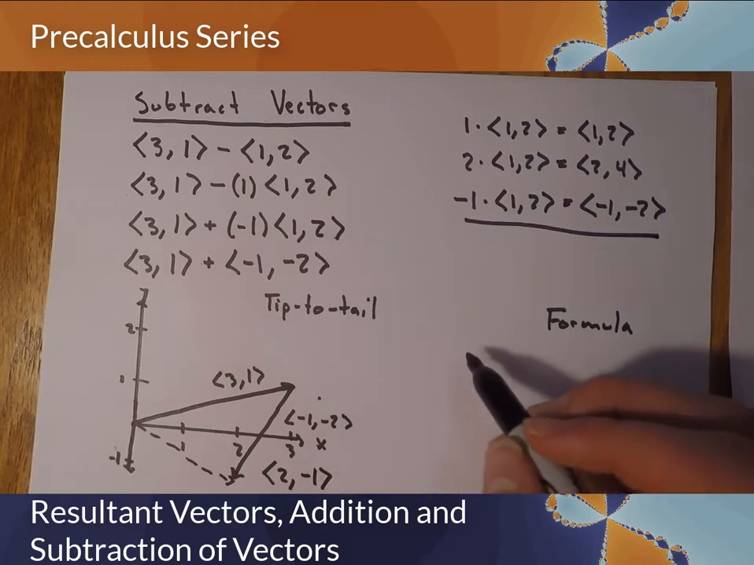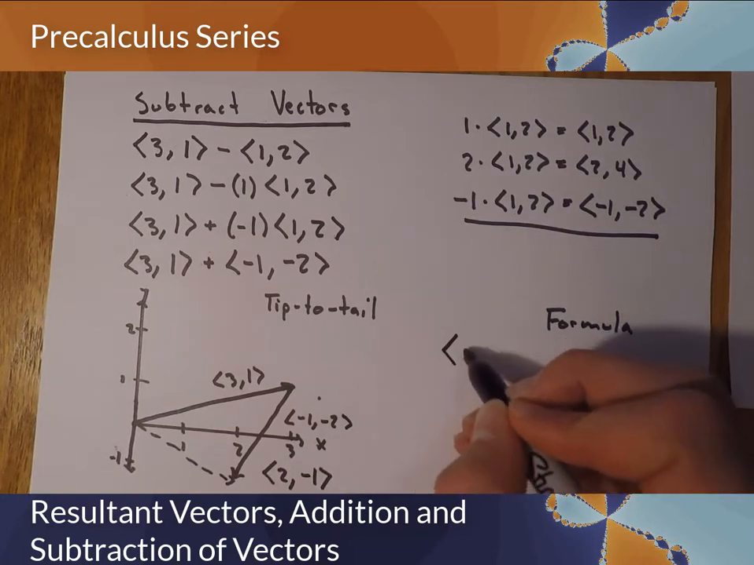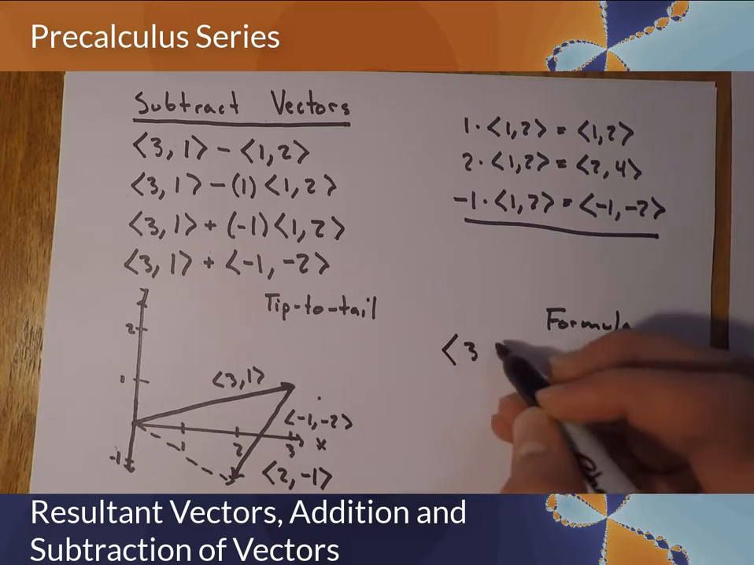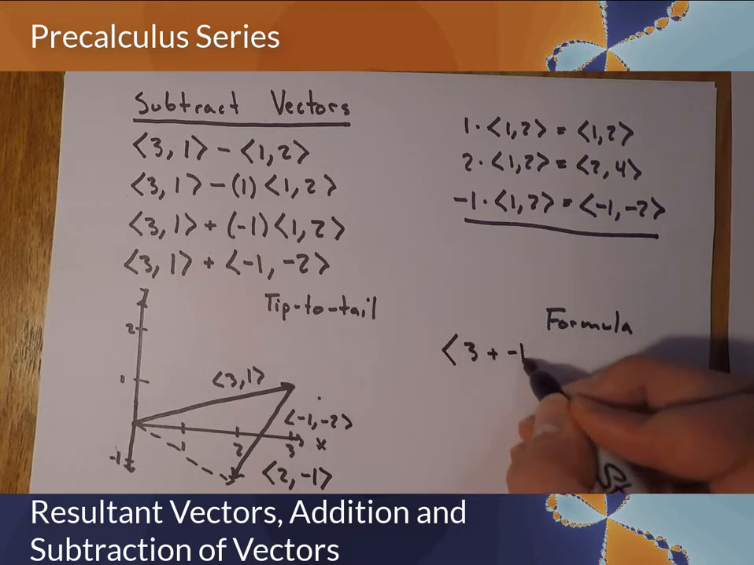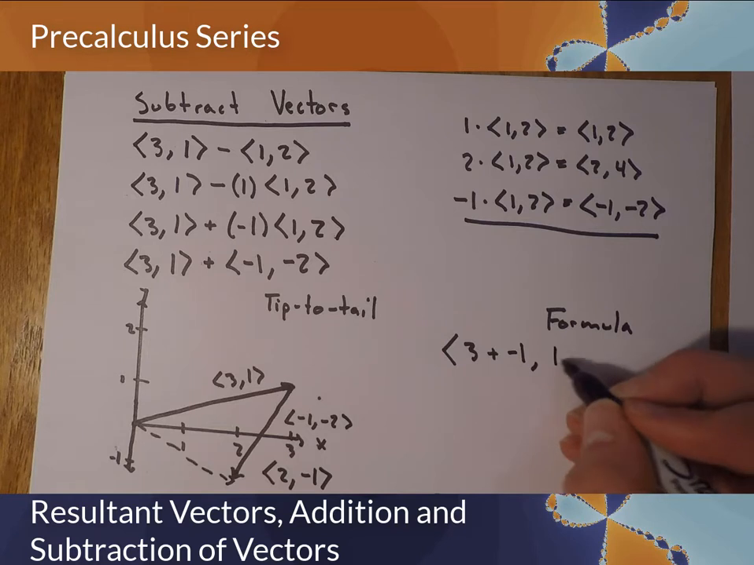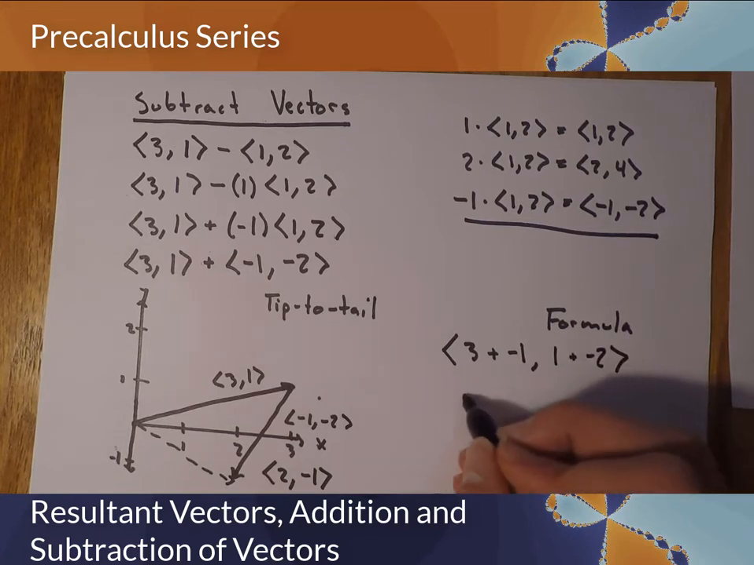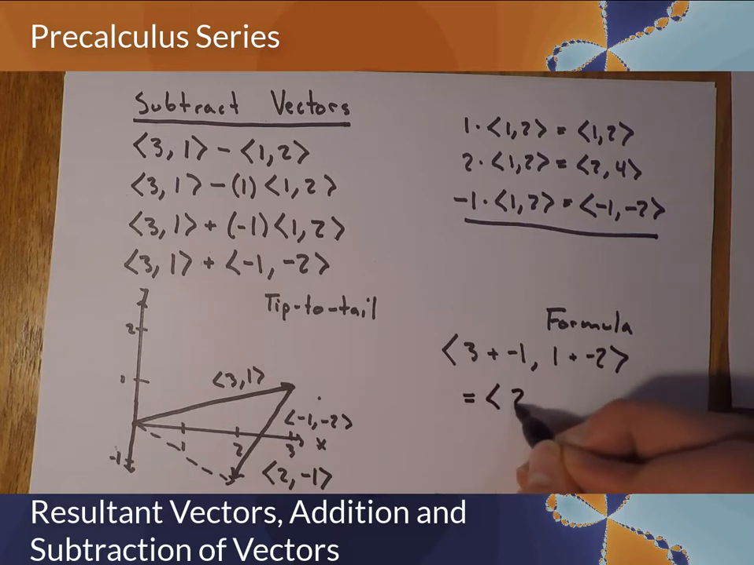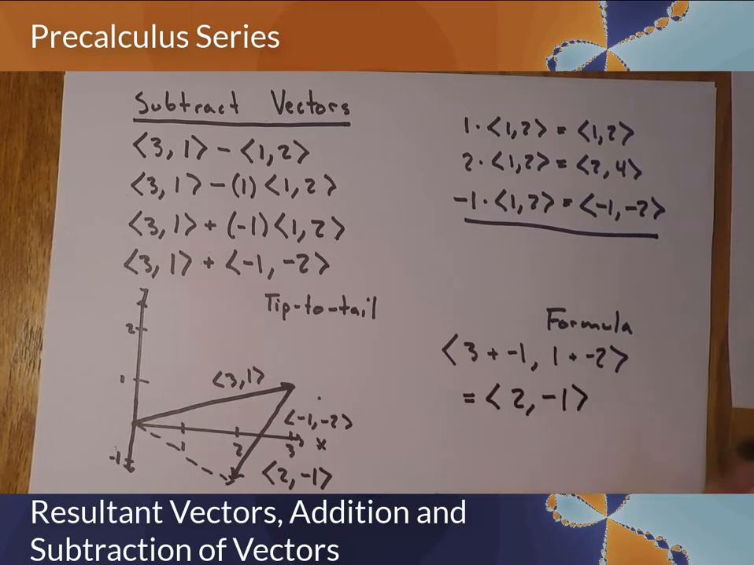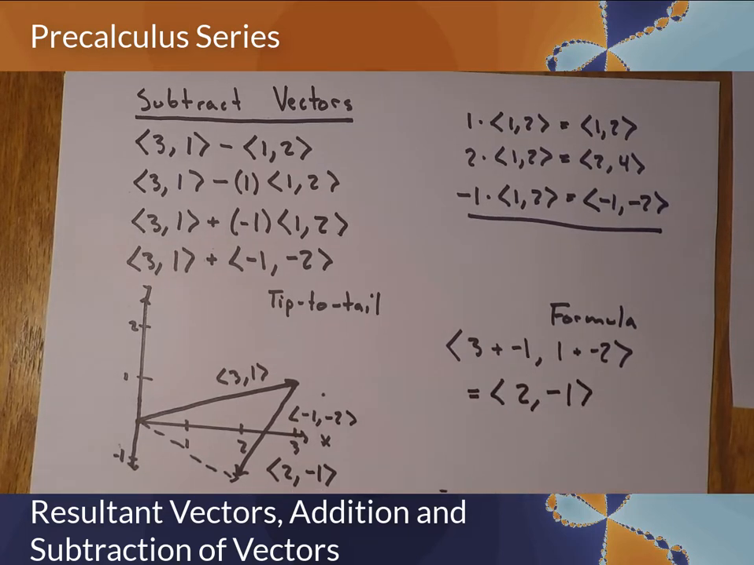And then you can also just use the formula. So you just add the x components together, 3 plus negative 1, and then 1 plus negative 2, and that is equivalent to 2, negative 1. And so that's just kind of a basic overview of how to subtract vectors.